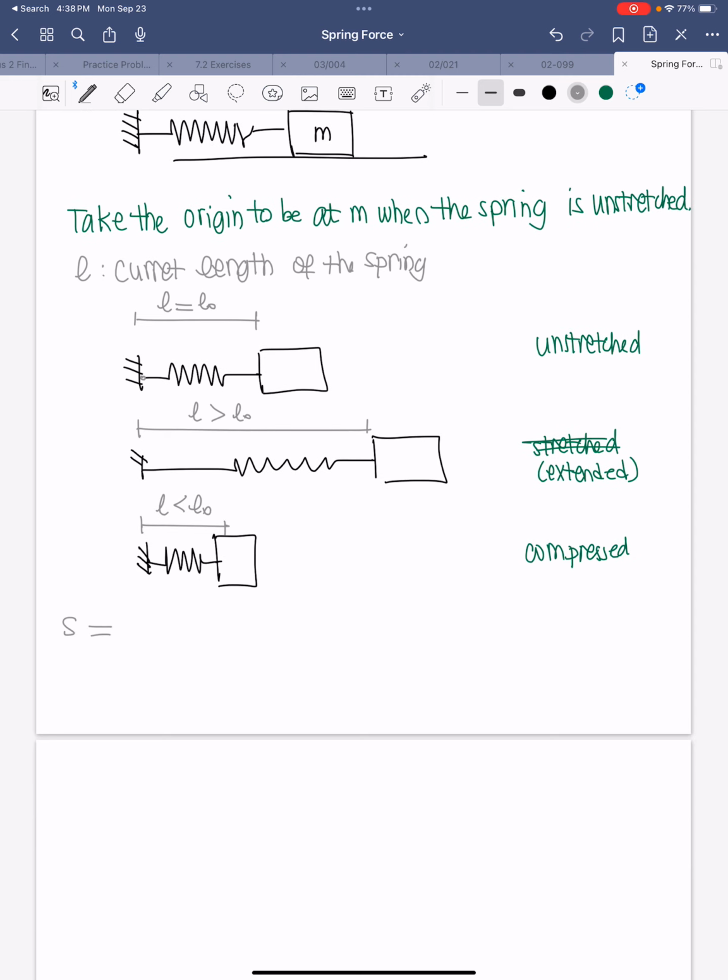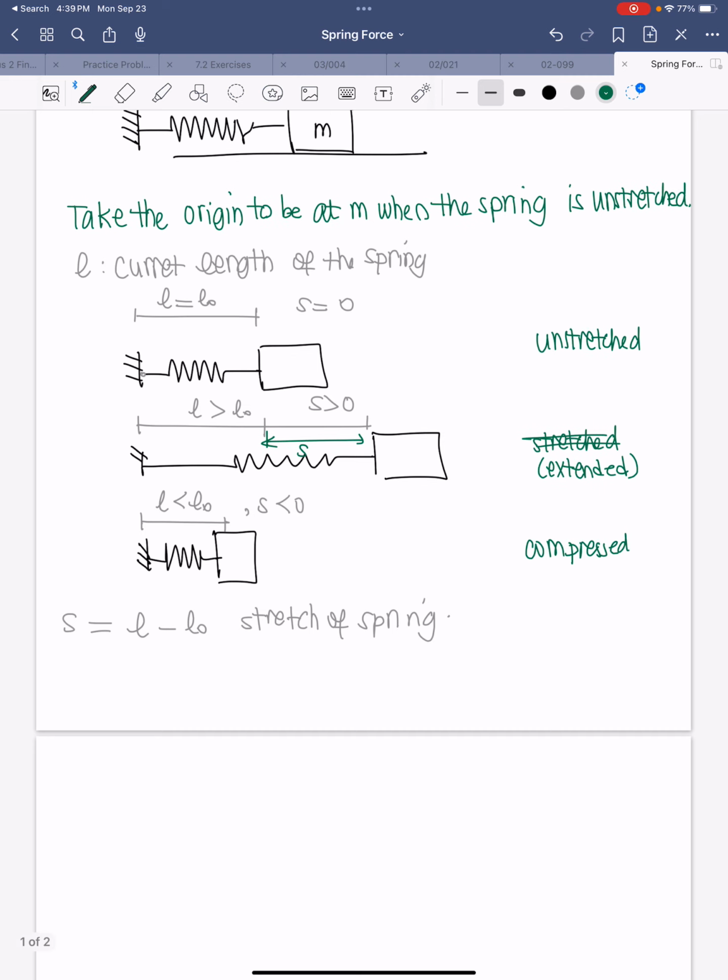So if we calculate S, which is L minus L0, which is the stretch of the spring, here S is negative, S is positive, and S is equal to 0. The stretch is the difference between L and L0. So L minus L0 is the stretch, and let me fix my notation a little bit. This is my S here, and this is my S here. So in the extended case, S is positive, and in the compressed case, S is negative.